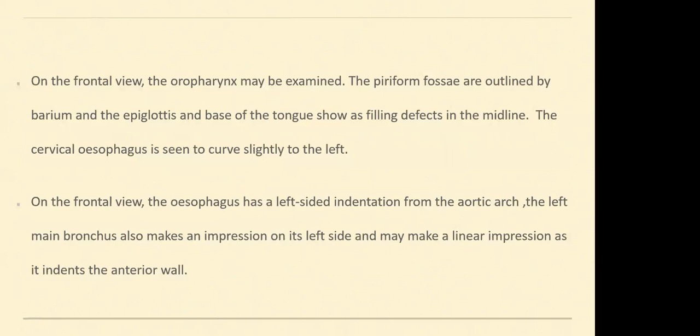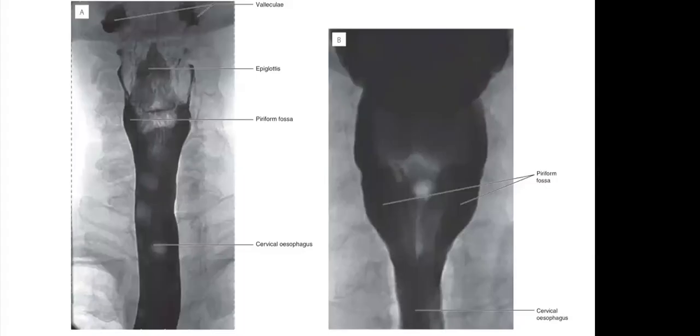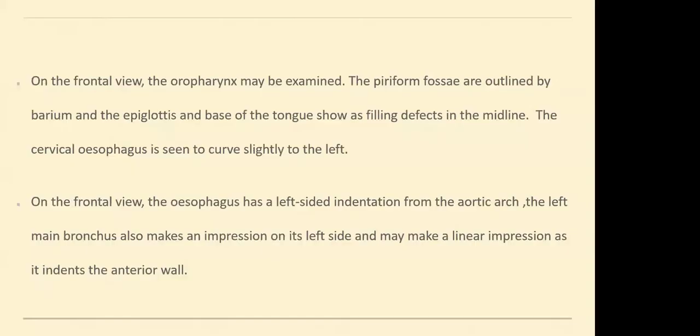In a frontal view, in the lateral view, right anterior oblique, 3 views. In the frontal view, the oropharynx may be examined, in which the piriform fossae are outlined by barium, and the epiglottis and the base of the tongue will show as filling defects in the midline. The cervical esophagus is seen to curve slightly to the left.